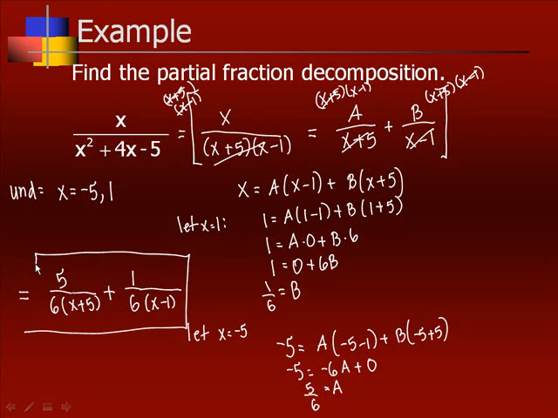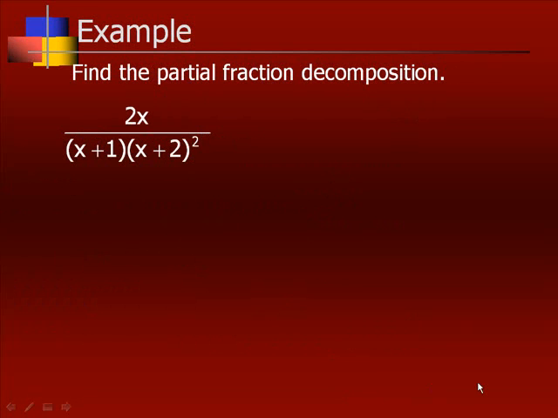So this would be how we would decompose the rational expression x over x squared plus 4x minus 5. Let's try another one. This time we've still got linear factors, but we have multiple factors. So we're still going to start it out the same way: A over x plus 1 plus B over x plus 2 plus C over x plus 2 squared. Now remember, if we have a power on a factor, we've got to include every one of those powers.